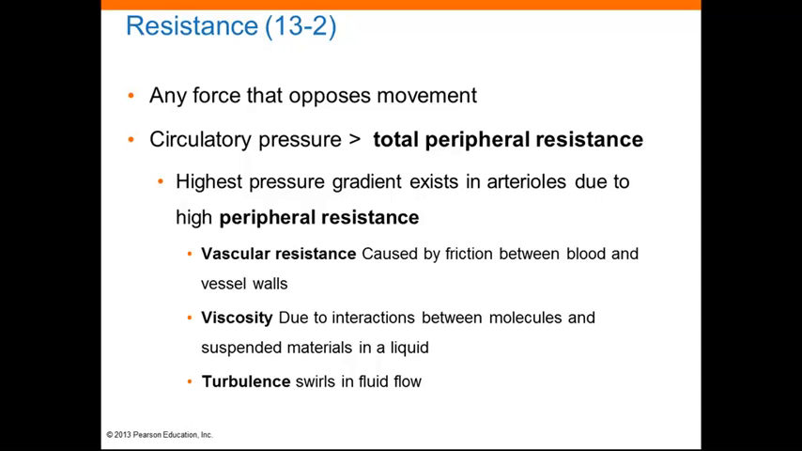Of these three sources of resistance that I listed, vascular resistance, viscosity, and turbulence, only vascular resistance can be adjusted by the nervous or endocrine system to regulate blood flow and, therefore, blood pressure.